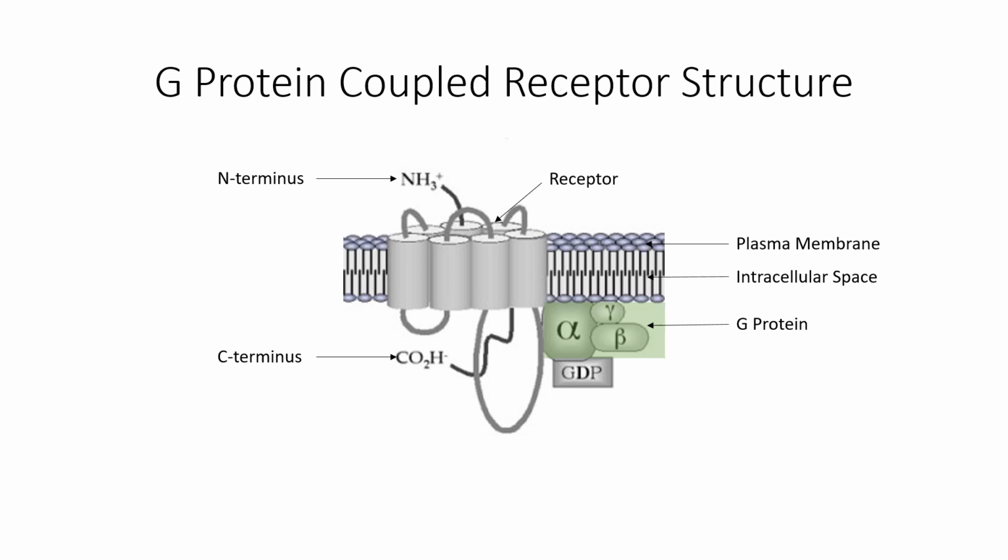Bound to the inactive state of the receptor, we have what's called a G-protein. This G-protein is always bound to the receptor when it is in its inactive state, or state of not having any drug bound. The G-protein is comprised of 3 parts, an alpha, a beta, and a gamma subunit. We also see guanosine diphosphate, or GDP, bound to the alpha subunit.